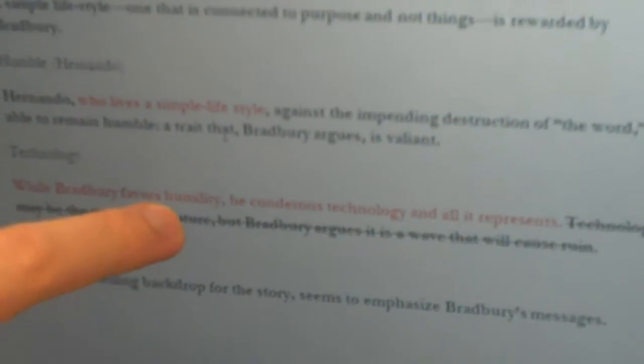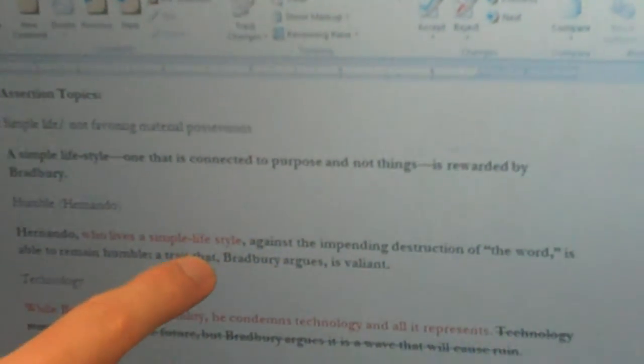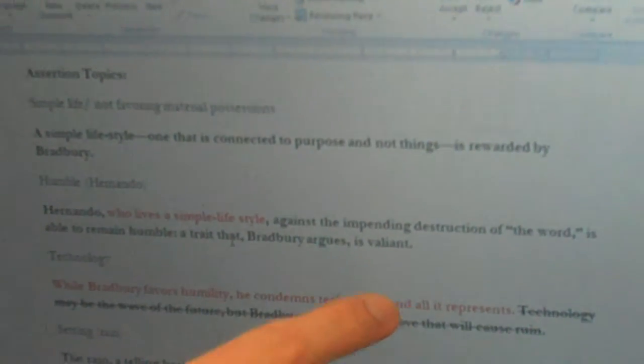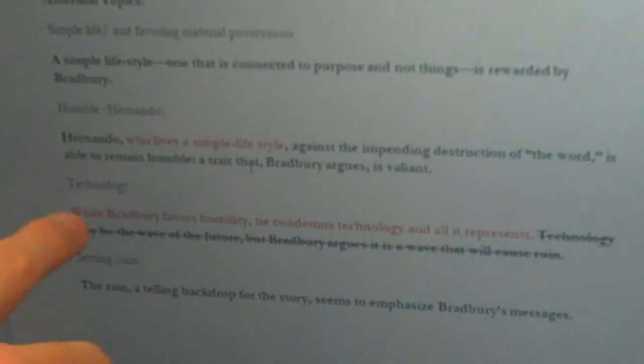And you're going to notice something here, and that is this red. I've included the red here, who lives a simple lifestyle, while Bradbury favors humility, because they're transition phrases that are linking all of my assertion topics together. Okay? So we start off here with the simple lifestyle. Hernando, who has a simple lifestyle, in addition does this. He's humble. While Bradbury favors humility, and then technology. So you can use transition words or phrases to link your ideas together.